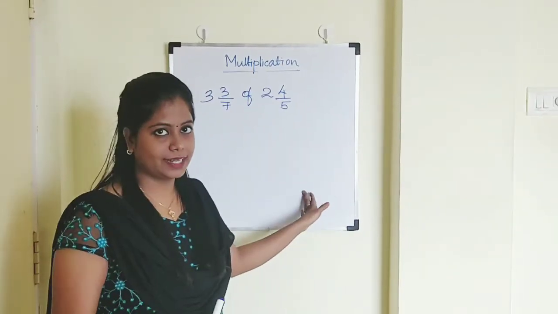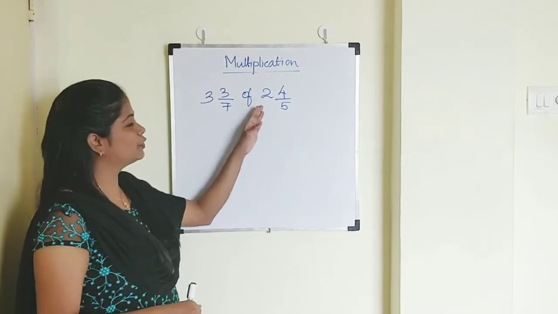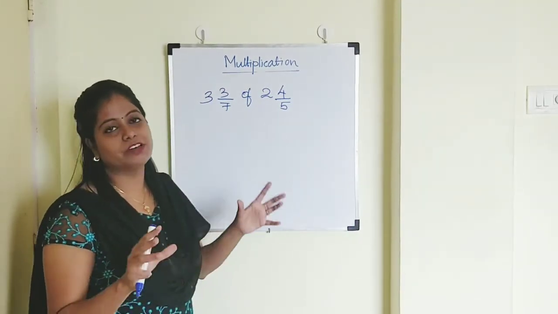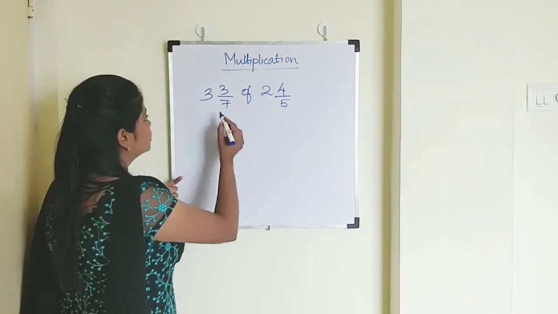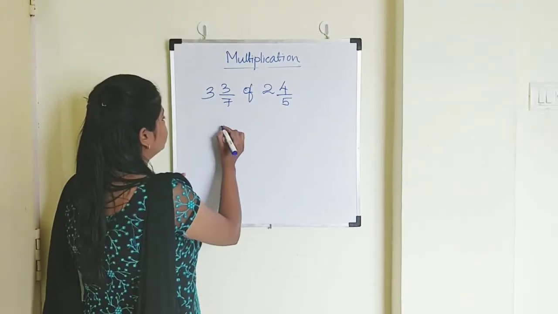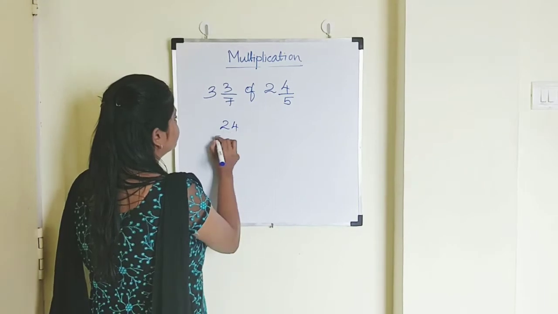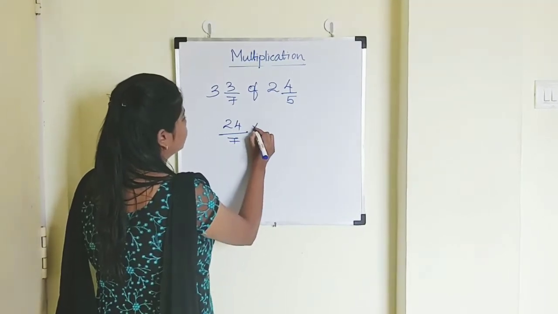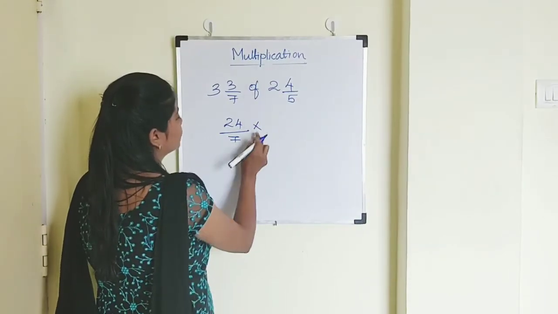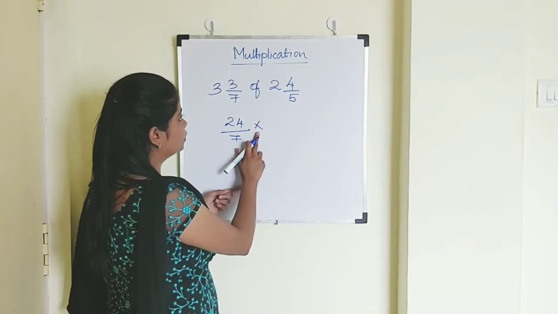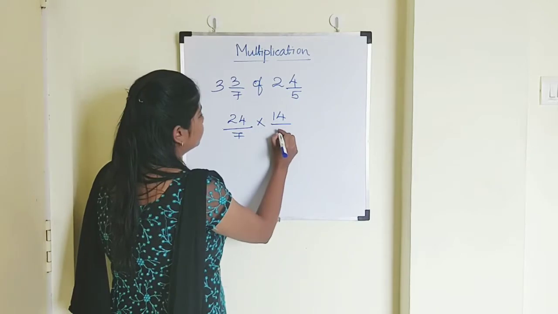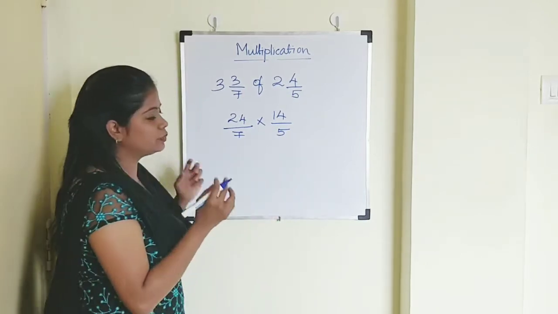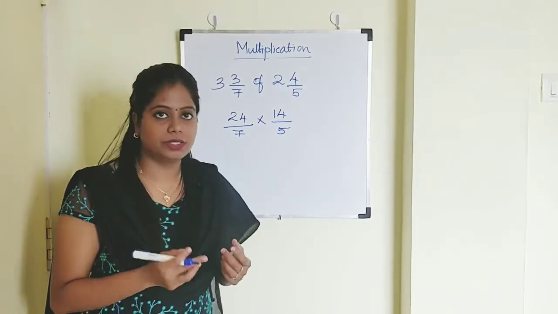So let's see another example of multiplication. Now here if you see both the numbers or both the fractions are in mixed form. So I'm going to convert them into improper form. So 7 3s are 21. 21 plus 3 is 24. So 24 by 7 multiplication sign. As it is multiplication, we are doing multiplication sign here. 5 2s are 10. 10 plus 4 is 14. 14 by 5. Now I need to see whether there is a possibility of crossing out the numbers.